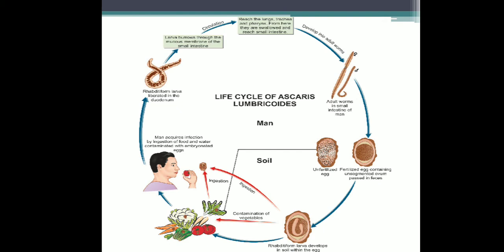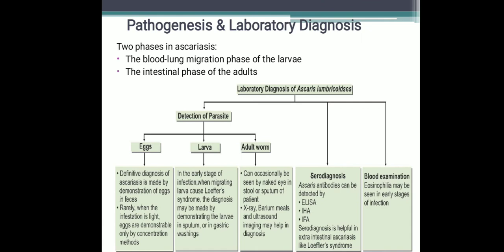Then next we have the pathogenesis of Ascaris lumbricoides and the lab diagnosis. For the pathogenesis, there are two phases in Ascariasis. The infection or the disease caused by this parasite is known as Ascariasis. So they have two phases.